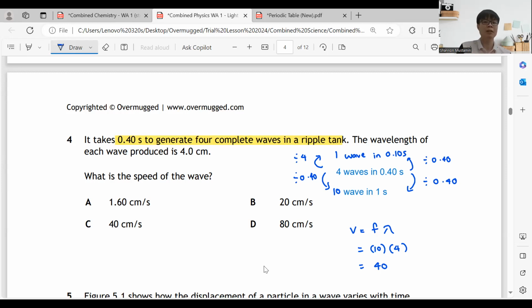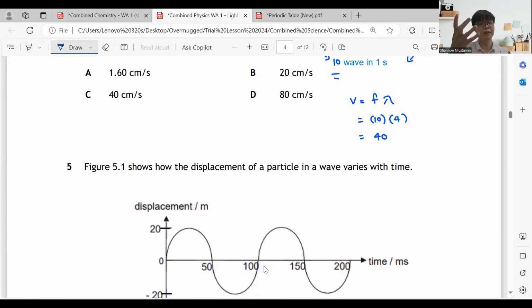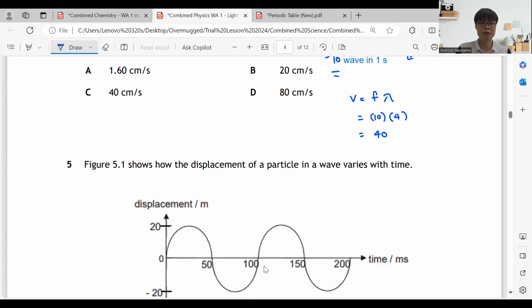Okay, and of course, students will ask, can I get the period first, then put it inside the formula to get the frequency or not? Can. It's the same. You calculate this out, you're going to get 10. Same answer. This is math, there are many methods. This is just one of the easier methods. This one example should give you enough exposure to get the information out.